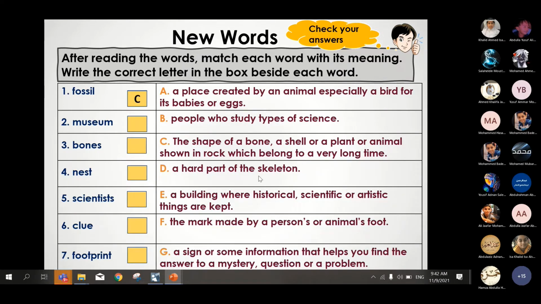Excellent, Ghaith. Khalid Ahmed: Teacher, I forgot the meaning of fossils. Fossils here, it's the shape of a bone. For example, if you find a dinosaur kept underground millions of years ago, okay? So the remains of the dinosaurs are called fossils. It's the shape of a bone, a shell, or a plant, animal, kept underground millions or thousands of years ago, okay? Khalid Nawaf, 5C, how come? No way. Scientists are people, are humans.